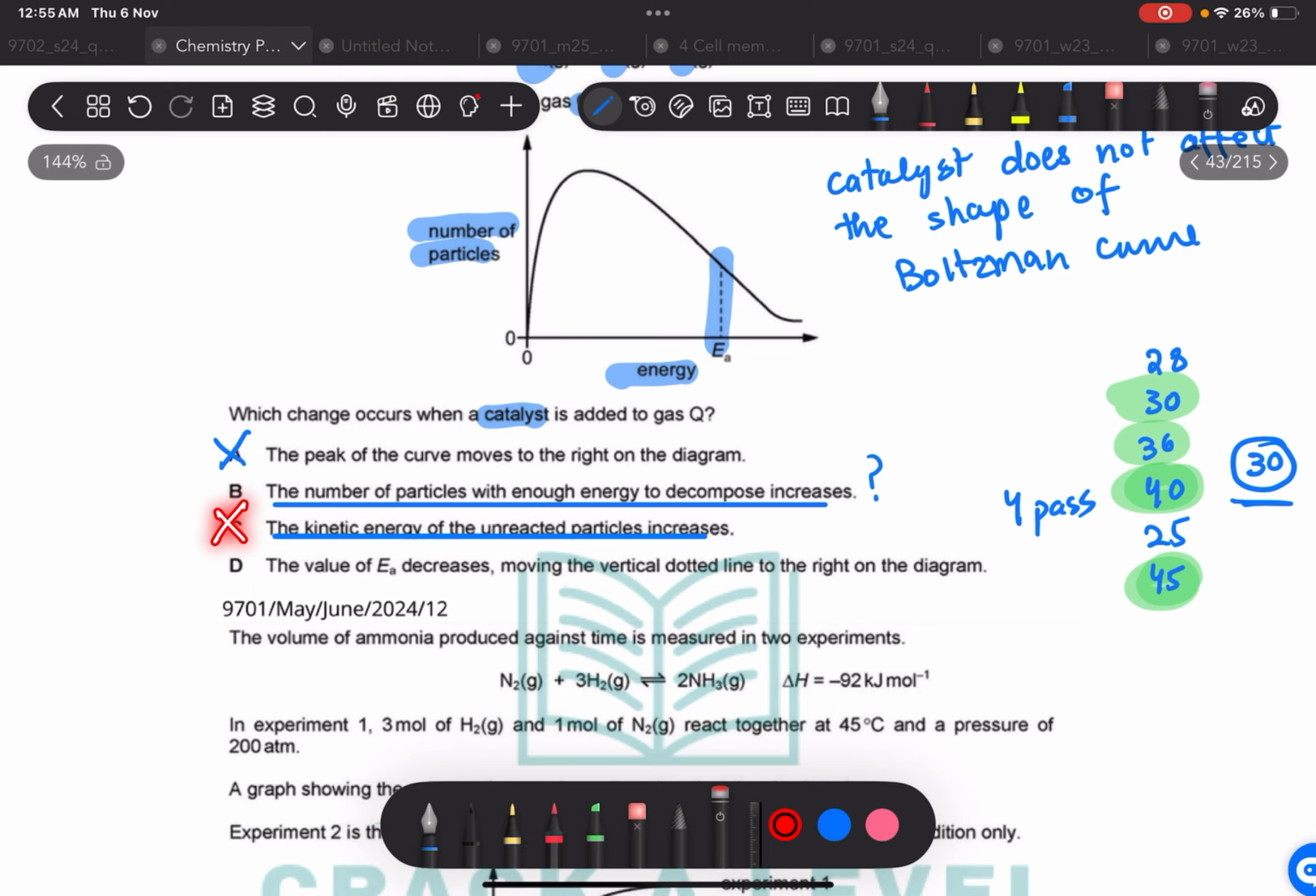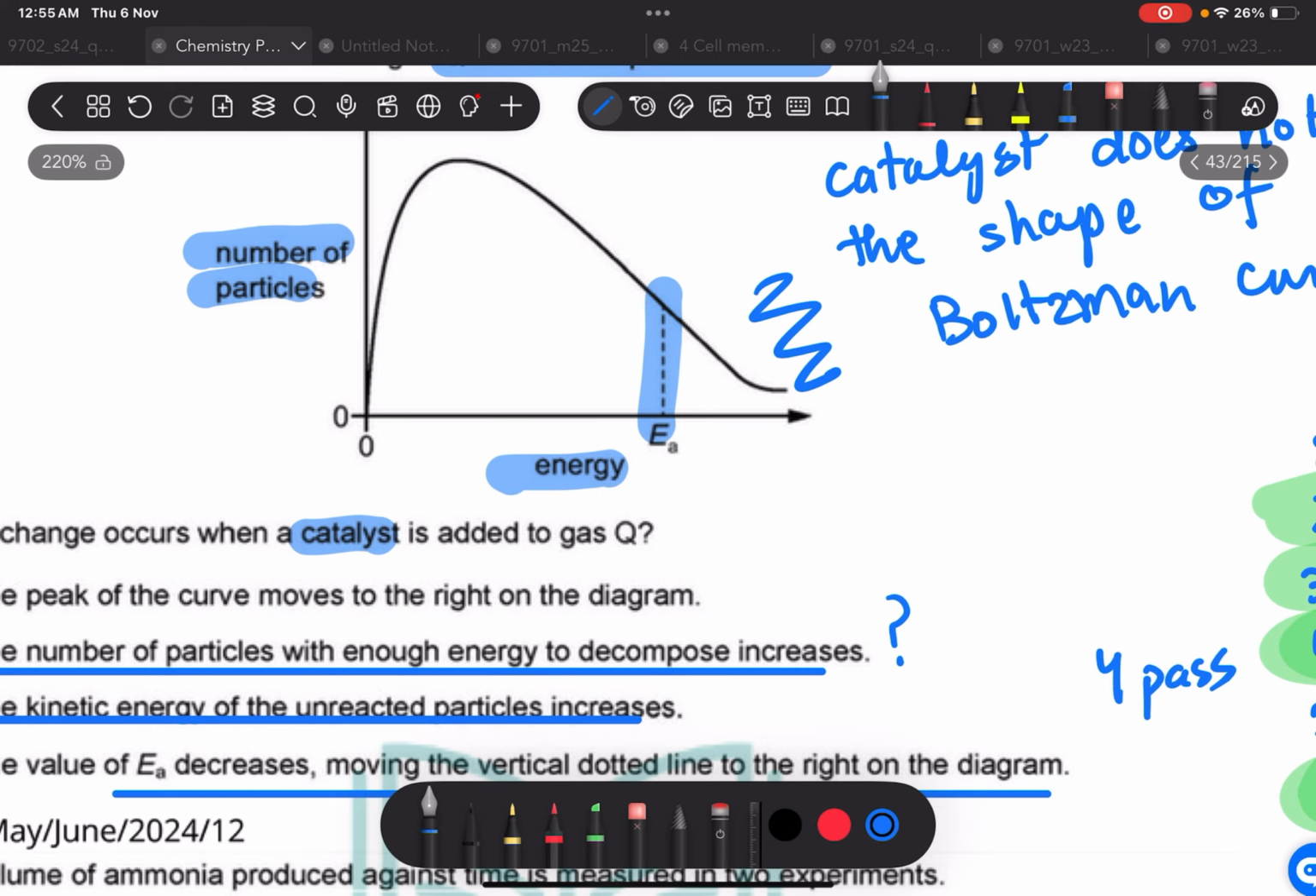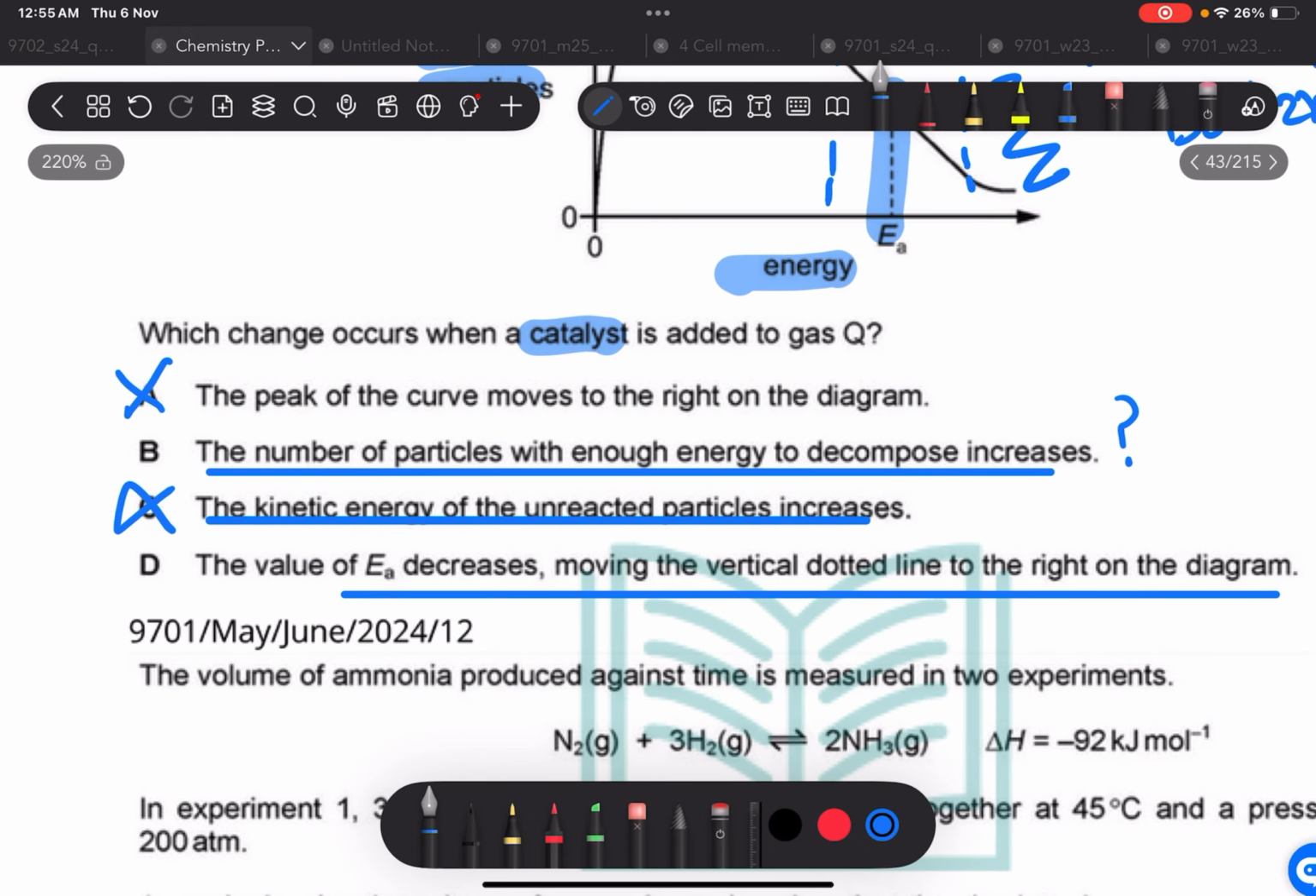So that's going to be absolutely wrong. The value of the EA decreases, moving the vertical dotted line to the right of the diagram. This is the right side. No, if it moves to the right, that means it's increasing. It should move towards the left of the diagram. We'll cross out this as well.